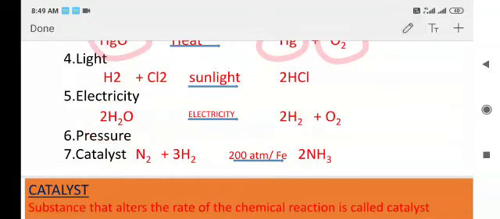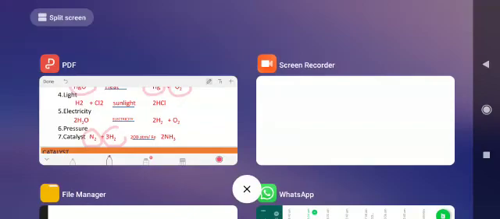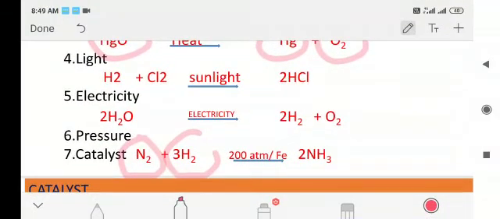And the last two conditions are pressure and catalyst. Just see the example. The nitrogen molecule reacts with the hydrogen molecule in the presence of a catalyst called iron, and at a pressure of 200 atm, the compound ammonia is formed. For the formation of ammonia, you need pressure as well as catalyst.